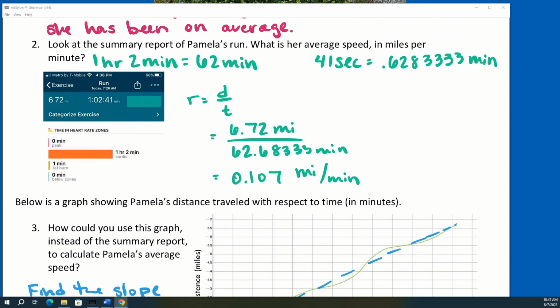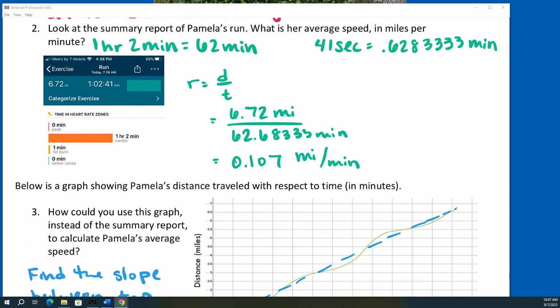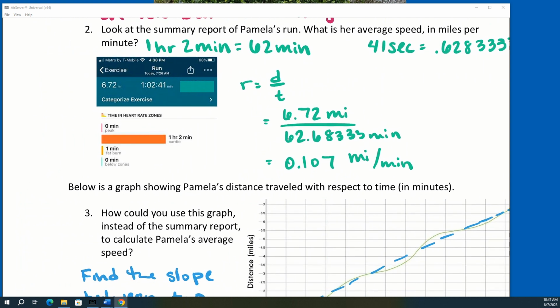All right, and then I talked a little bit about number two. And so anytime you want to find an average speed, you would take the distance the person traveled divided by the amount of time that they traveled. And one thing I'm going to tell you quite a bit this year, it's kind of like YOLO, but it's YORO. So you only round once.